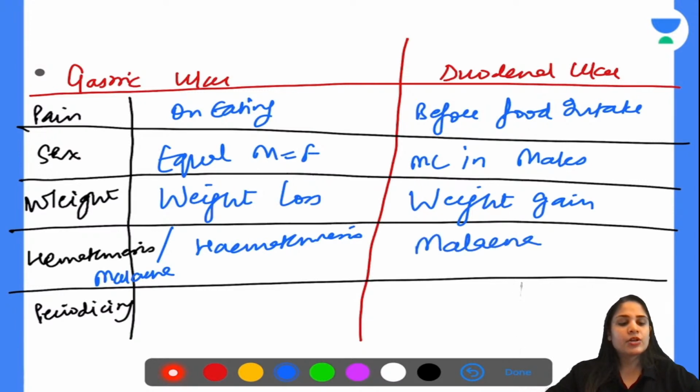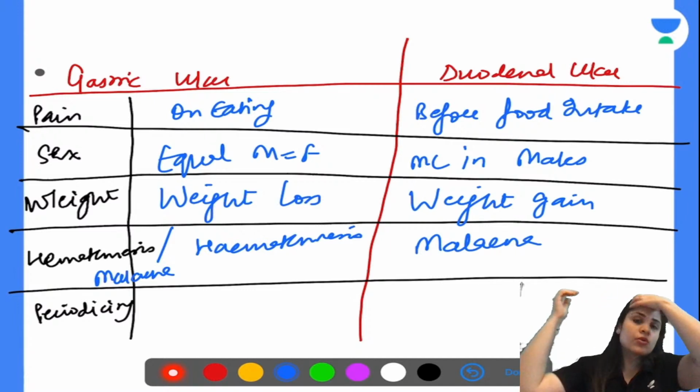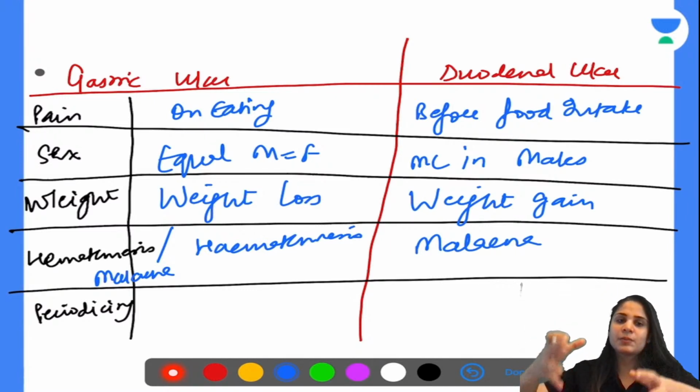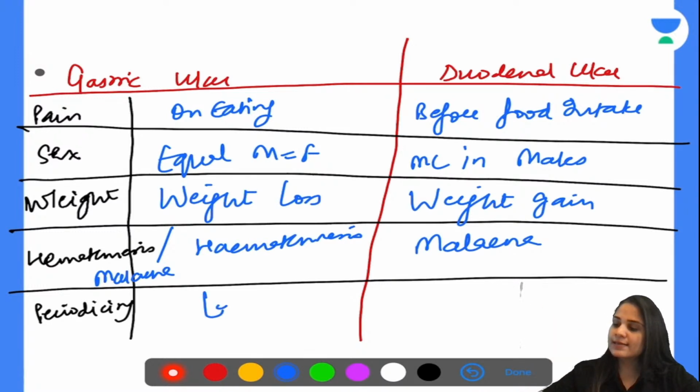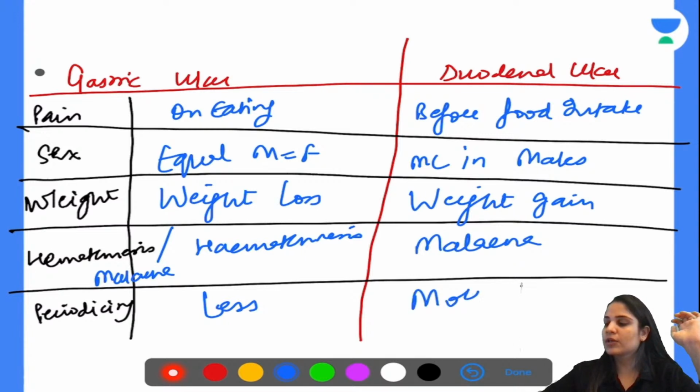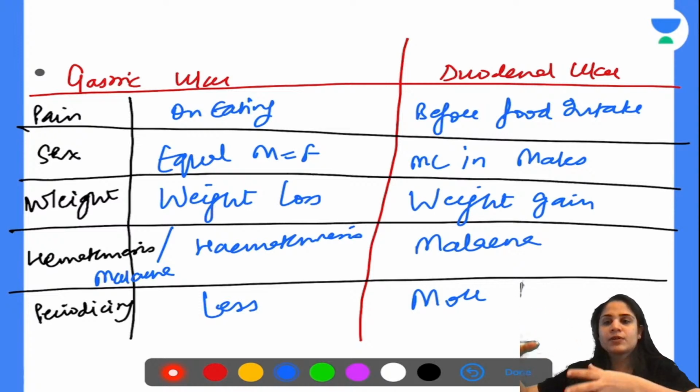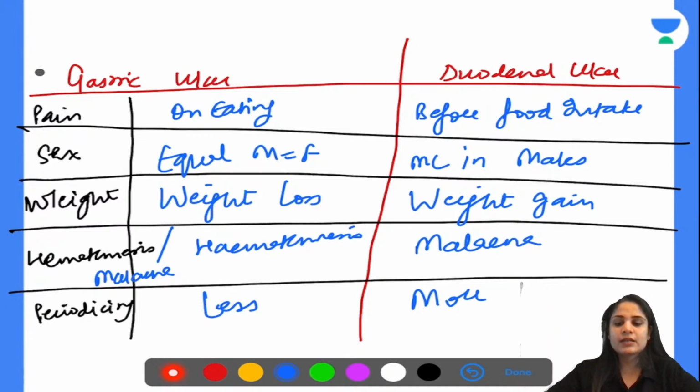Okay. Then periodicity of symptoms, that is important. So do the symptoms come in clusters at certain periods in time, or are they there all the time? Okay. So periodicity is less in gastric ulcer. So in gastric ulcer, you literally will be having pain all the time. On the other hand, in duodenal ulcer, you will have more periodicity. That is, in one cluster, you will have pain and symptoms. Then after 2 to 3 days, you will have normal. Then again, in one cluster, you will have pain and symptoms. Okay. So that is the difference between gastric ulcers and duodenal ulcers.